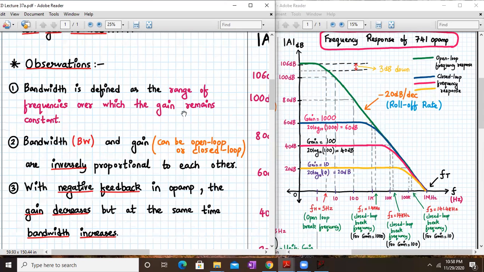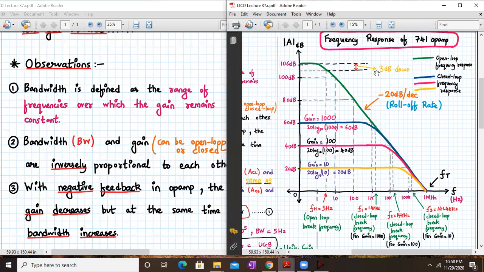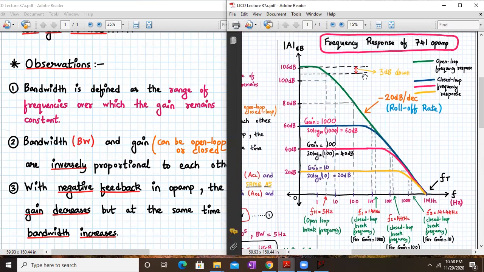Okay, let us continue. So we have already seen the frequency response of 741 in open loop, and this green color line is the evidence of that. We have derived each and every point from it, and we have seen how, with increase in frequency, the gain falls down at a rate of minus 20 dB per decade. With this, we'll start with the analysis for the frequency response for the closed loop.